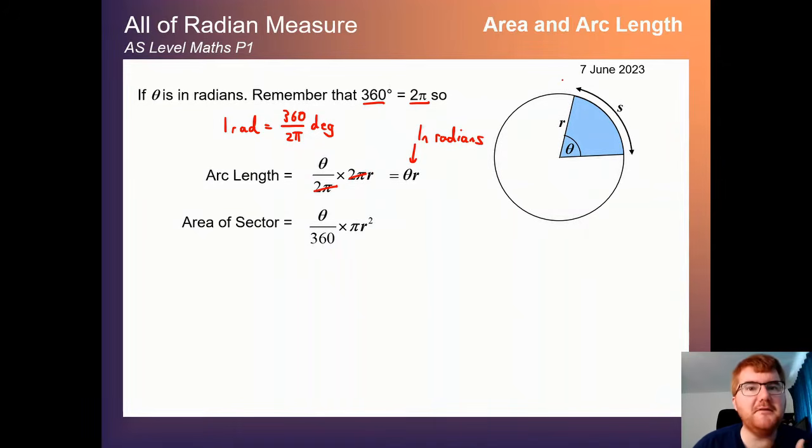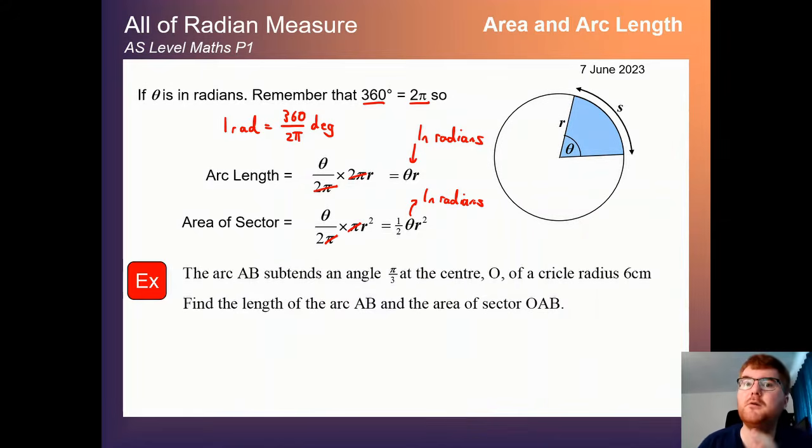A similar simplification happens for the area of a sector. So wherever we see a 360, we replace it with a 2 pi. We get some cancellation here, so we get a pi cancellation. And then we end up with the formula of a half theta r squared for the area of the sector. But again, this angle has to be in radians in order to use the formula, and make sure your calculator is in that as well.